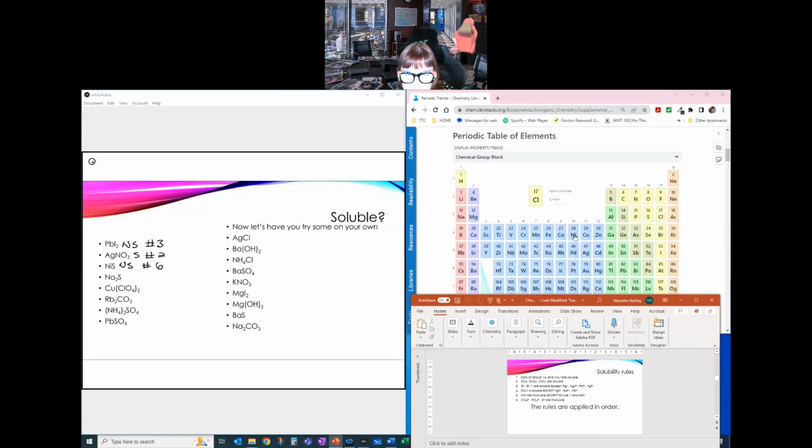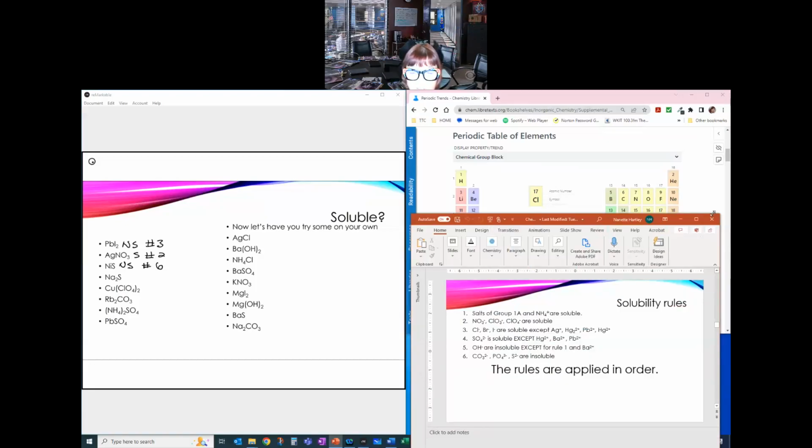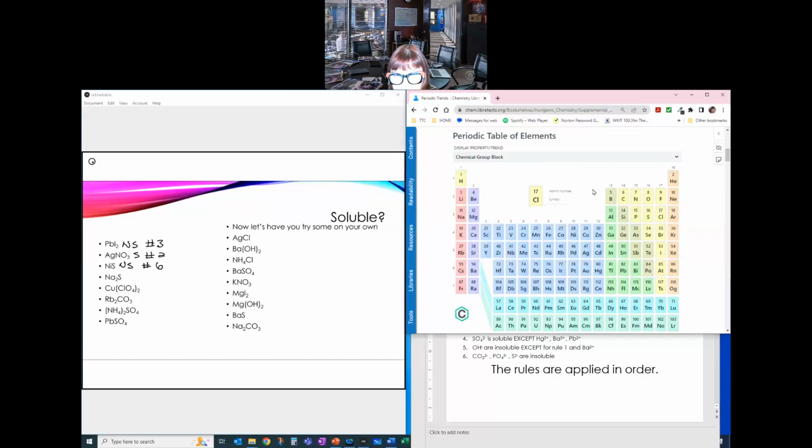Okay. When we talk about Na2S, that's a slightly different situation, right? Because it says salts of group 1A and NH4 plus are soluble. Na is an alkali metal. So anything with sodium on it is going to be soluble. So this is soluble based on rule number 1.